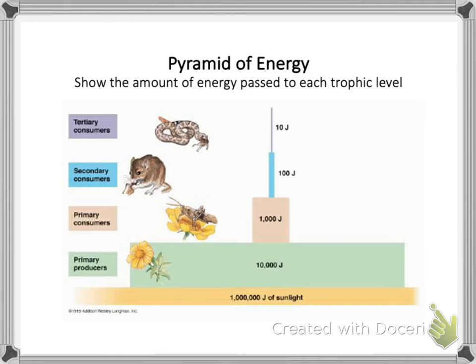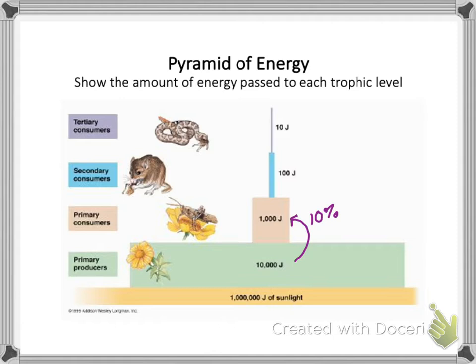So let's say our primary consumers are going to take in 10,000 joules of energy. 10% of that is going to be stored as organic compounds in the plant's body, leaving 1,000 joules for the cricket to then consume. The remaining 90%, so the 9,000 joules, was used by the plant to power its body, its growth, its reproduction, things like that.